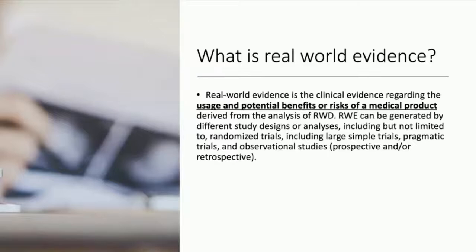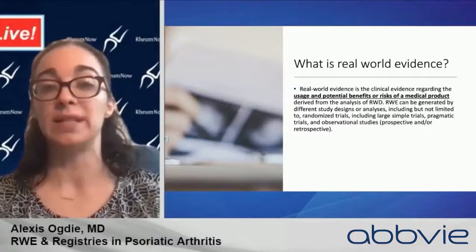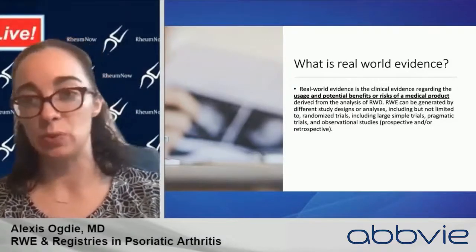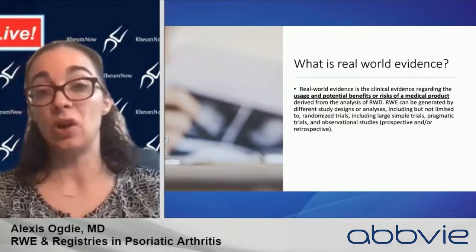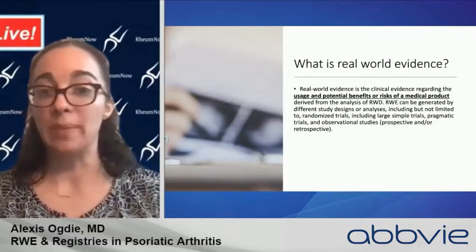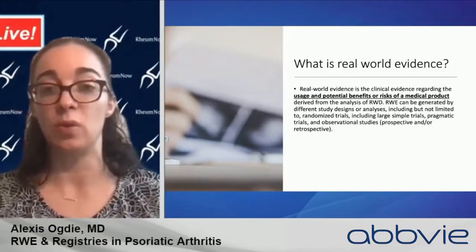So we've talked about some examples of real-world data. How does this data become evidence? What the FDA means by real-world evidence is that it's the clinical evidence about the usage and or potential risks or benefits of a medical product. And these are derived from these real-world data sources. But this can also include randomized controlled trial data that's been reanalyzed in different ways, pragmatic trials, which we'll talk more about, and observational studies, whether prospective or retrospective.